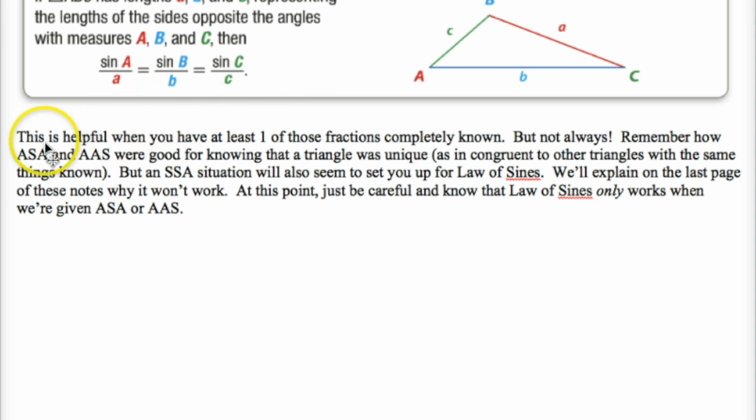So again, this applies to all triangles, not just right triangles, but let's be careful here. Notice what this says. This is helpful when you have at least one of those fractions completely known. So if you have an angle and a side opposite it, you can fill out one of these fractions, and if you know anything else, like one of these other things, you can find the other thing. But be careful.